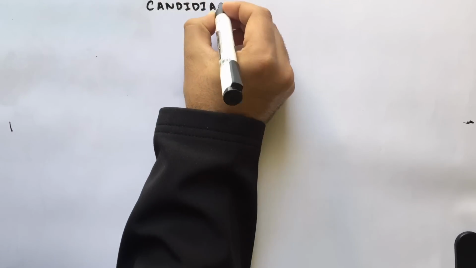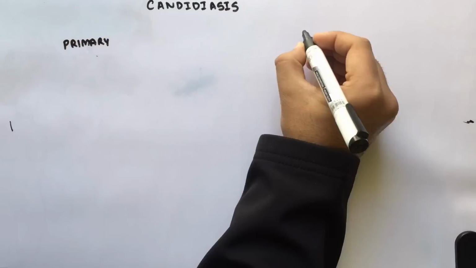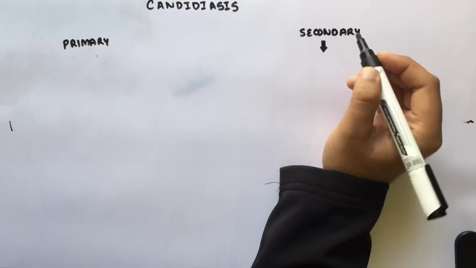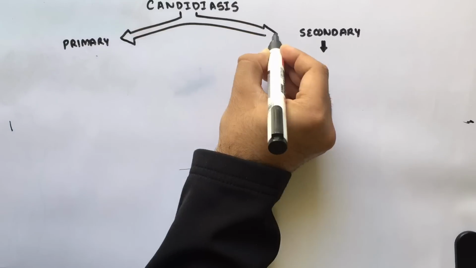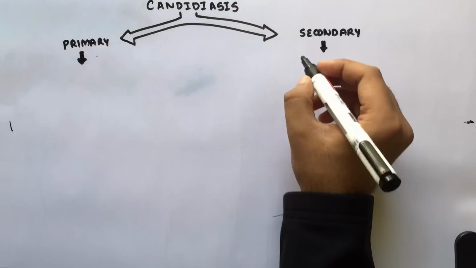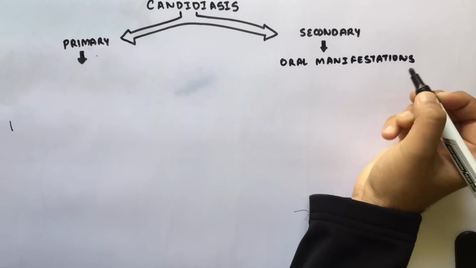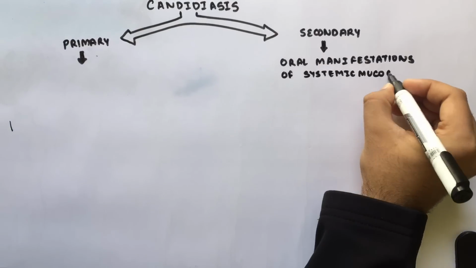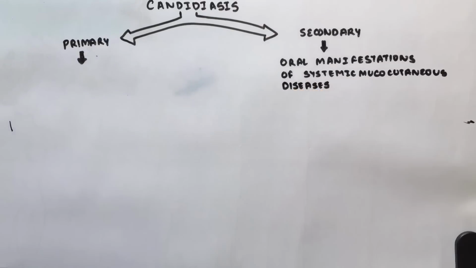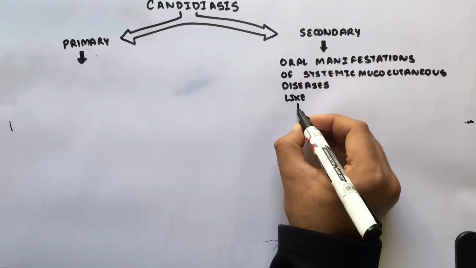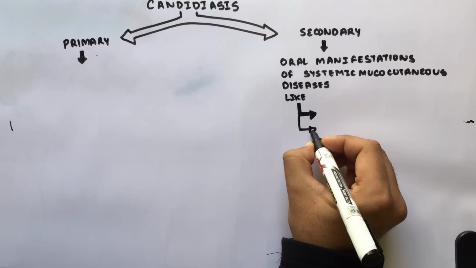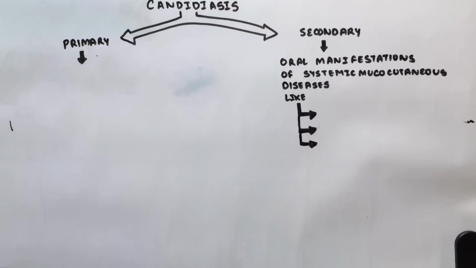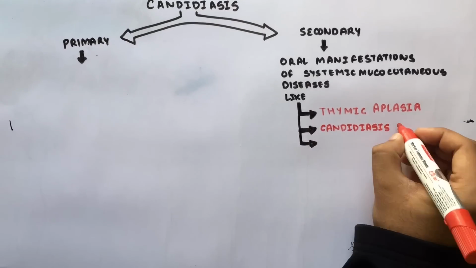Classification of candidiasis is very easy. They are divided into primary oral candidiasis and secondary oral candidiasis. In secondary oral candidiasis, oral manifestations of systemic mucocutaneous candidiasis are observed, which are caused due to diseases such as thymic aplasia and candidiasis endocrinopathy syndrome.